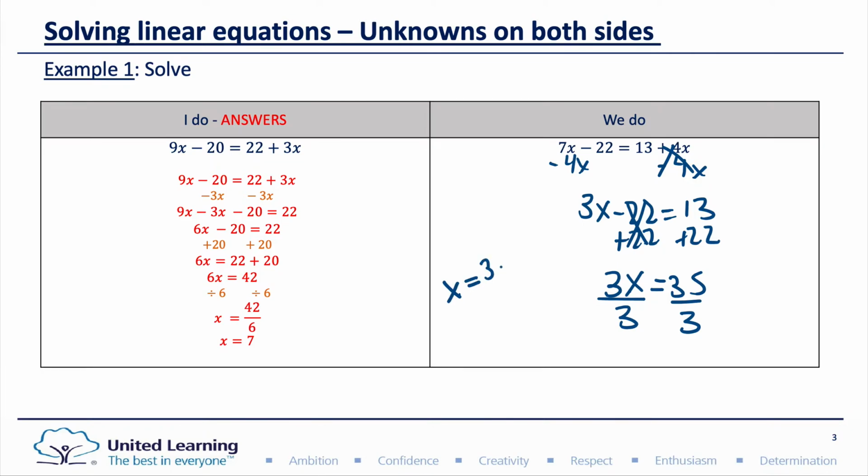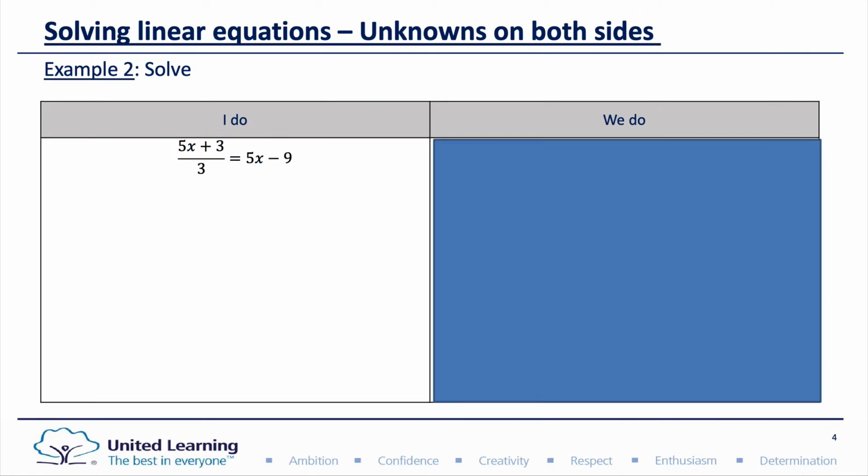So you can leave your final solution as 35 over 3. If it says in the instructions to make sure you write it as a mixed number, please do so. This just says solve, so you're okay to leave it like that. Here are the ones we're going to be taking a look at today.